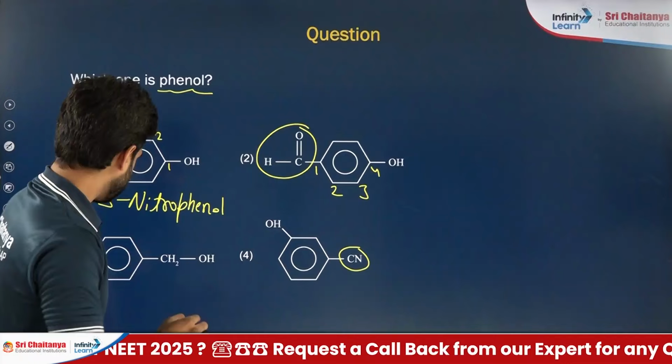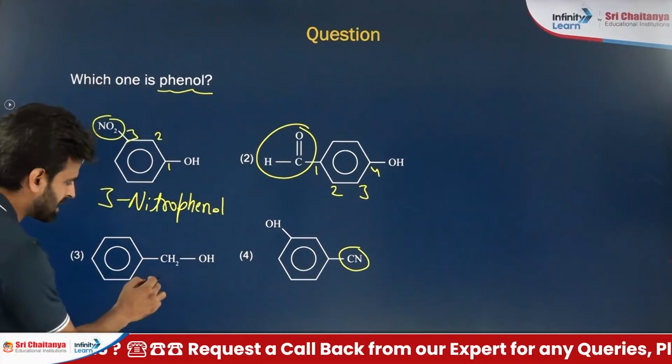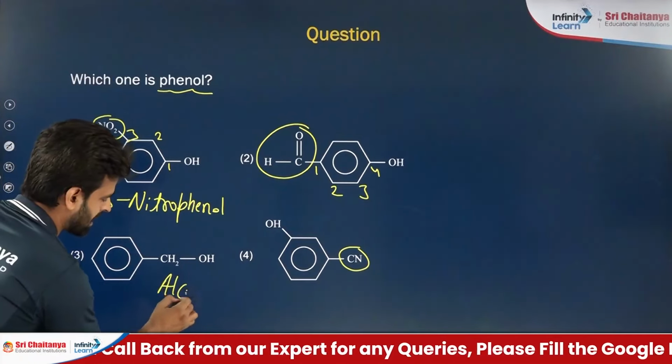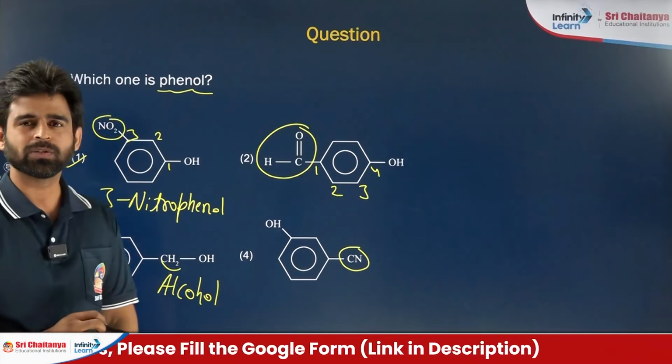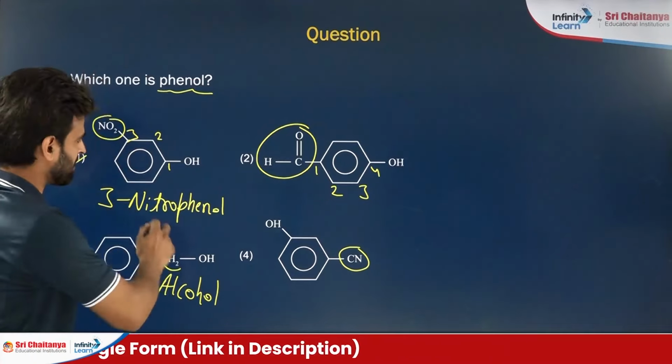Same case here, our main functional group is carbonitrile. And this is the alcohol, right? This is the alcohol because OH is attached to the alkyl chain, not only the benzene ring, right? So it is our answer.